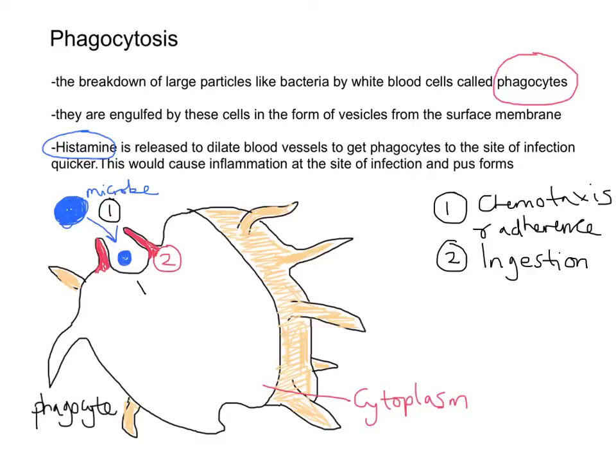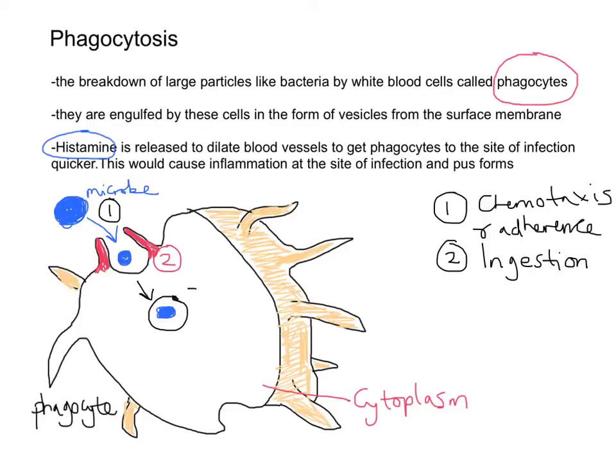And if you continued, what that would form would be something like this. It looks a bit unusual. But you'd have the microbe contained within its own sort of little membrane sac. Its own little vesicle, if you like. A vesicle is a membrane-bound sac, and that's why this is something called a phagocytic vesicle.